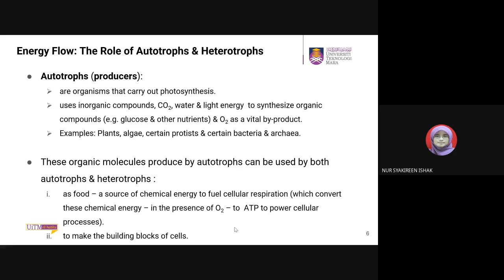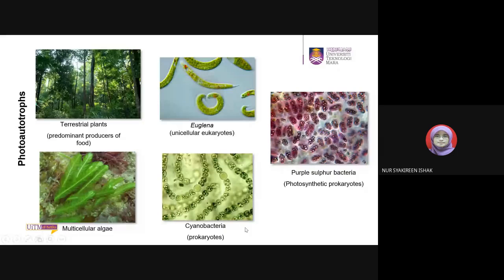Okay, so these organic molecule produced by autotrophs can be used by both heterotrophs and autotrophs. Okay, so as food and also as the building blocks of cells. Okay, so examples of autotrophs yang nampak kat sini, terrestrial plants. Apa tu terrestrial plants? So they are land plants. Okay. So and then algae, purple sulfur bacteria, cyanobacteria and also multicellular algae.